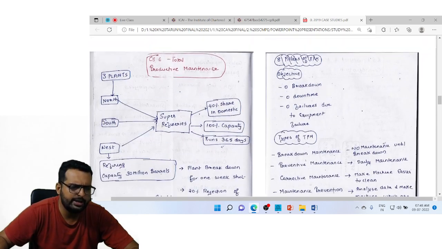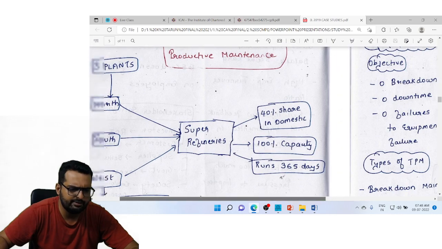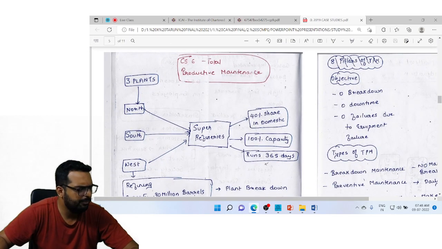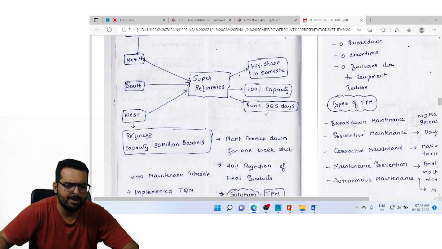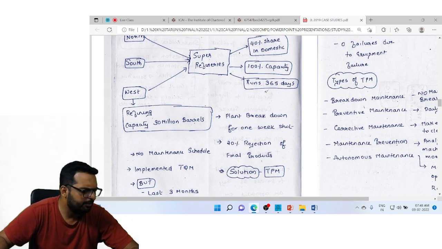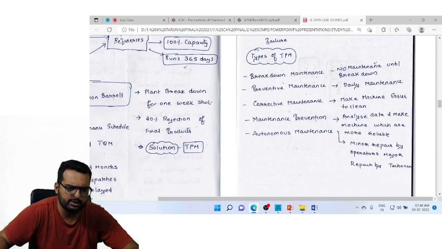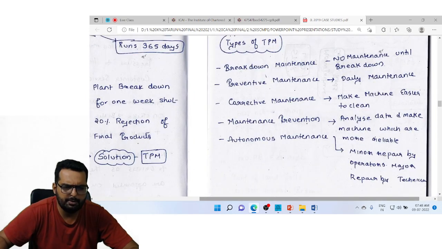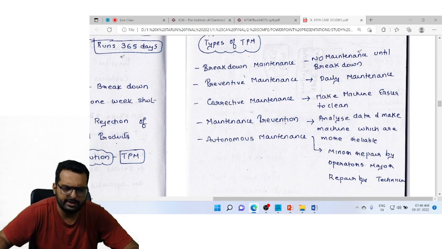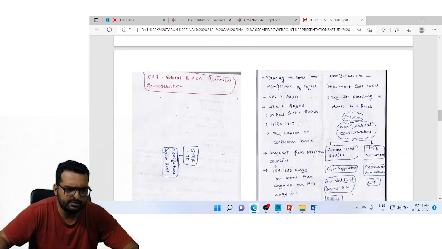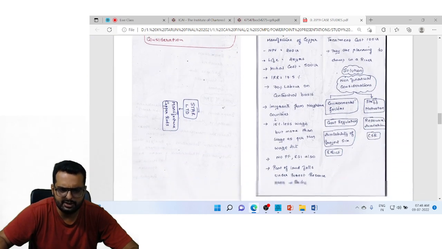After that, we learned about TPM. Do you remember this case study? This company was not having any maintenance schedule. So they started crashing, plant broke down, 20% products also failed. And then we learned TPM, total productive maintenance, where we learned about breakdown maintenance, preventive maintenance, corrective maintenance, etc. Am I right? Yes.